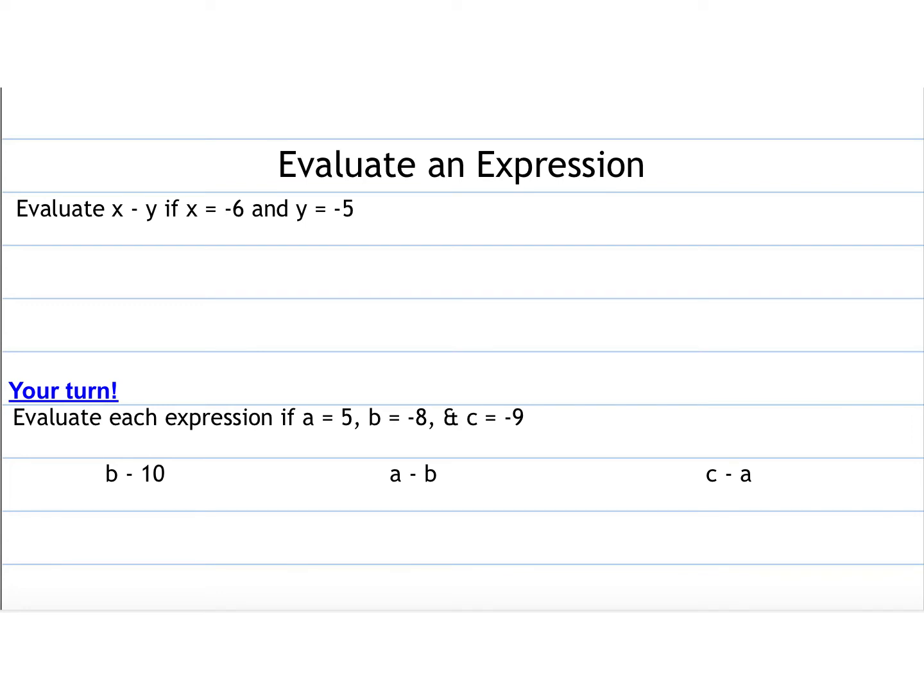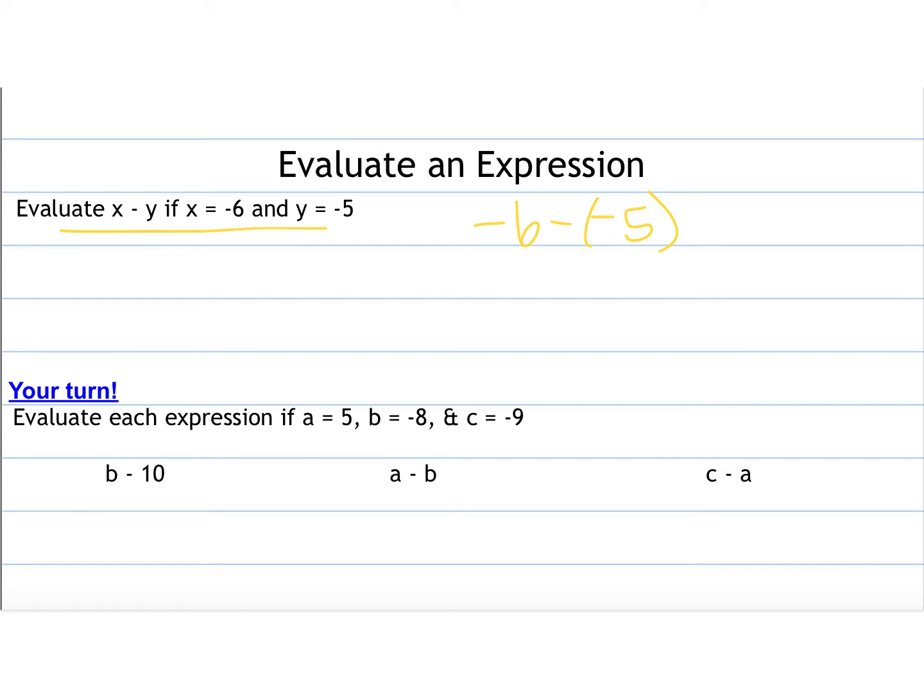Evaluating an expression. So this is when we are plugging in numbers in place of a variable. So x minus y, if x equals negative 6 and y equals negative 5. So write that part down so you know what the original problem was. So we're going to plug in our numbers here. X is negative 6 minus y, which is a negative 5. So we're keeping both the subtraction and the negatives there.